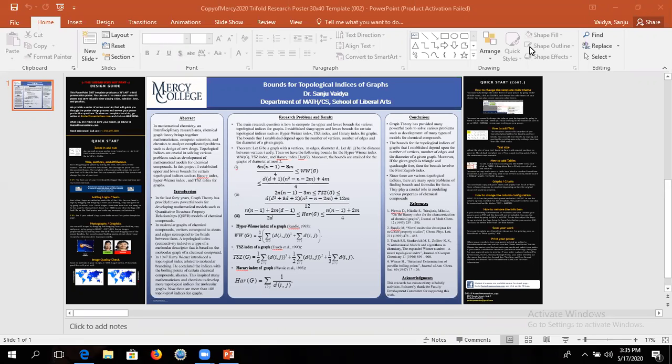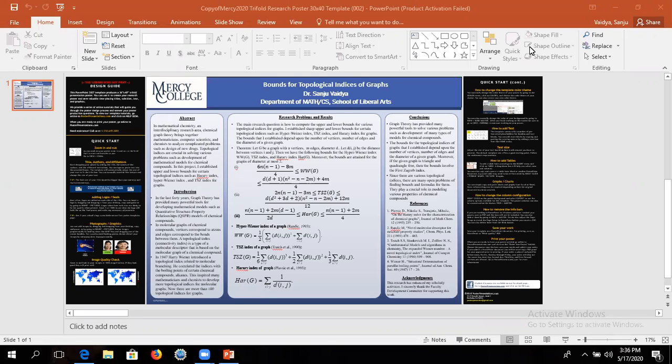The biggest question is how to find the formulas and the bounds of these various topological indices. Because of Harry Wiener, many mathematicians and scientists were involved and inspired, and there are now more than 100 topological indices. So the biggest question is how to find the formulas and bounds for these topological indices.